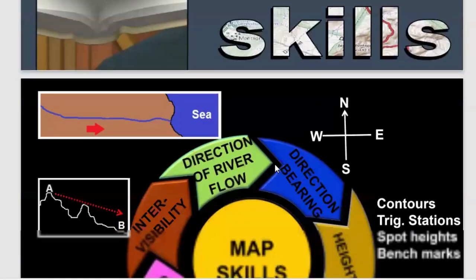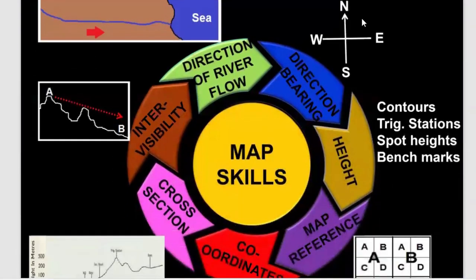So let's go to our map skills. We have here the skill of direction, which is indicated by our compass points. And also we have a skill of interpreting the flow direction of rivers. And also we have the concept of intervisibility as indicated here. We're going to try to simplify it. We have the concept of direction and bearing. We have the concept of height. We can see here intervisibility is summarized by point A to point B. Is there intervisibility between point A and point B? We're going to look at that.